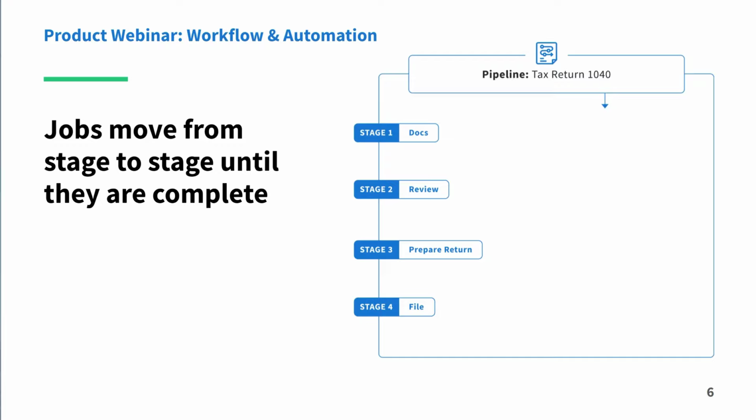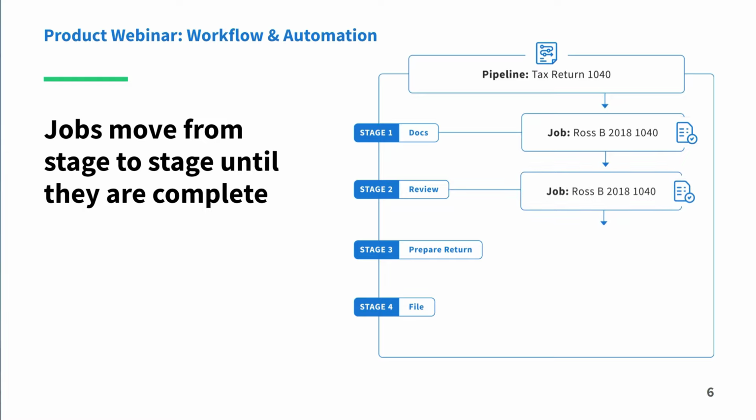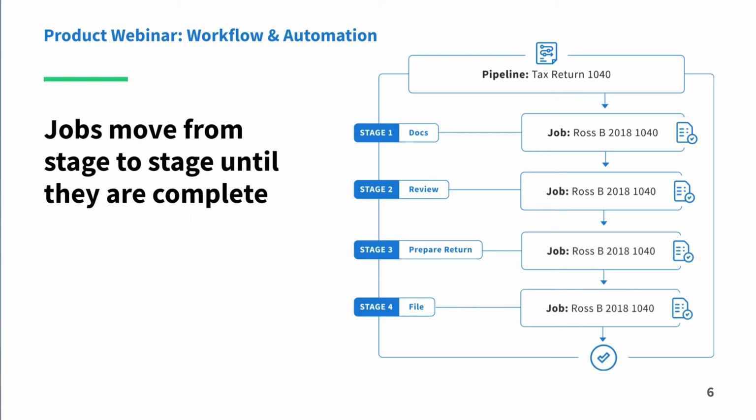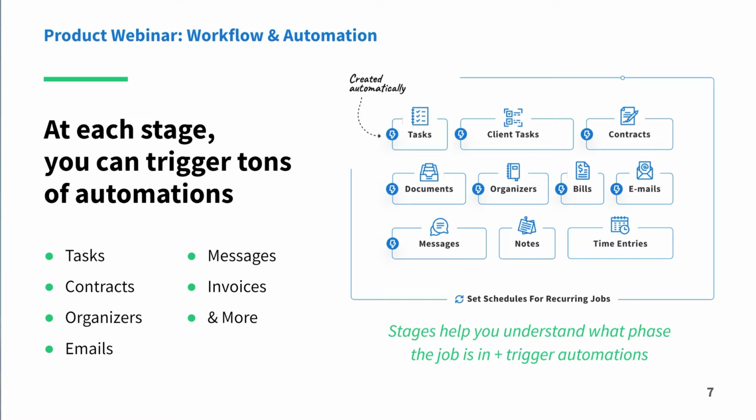So you are now hired by somebody for that job. As you see on this slide, Ross has hired you to complete that work. Then you will see that his job will move through the stages until it's complete. The thing is, each stage may have a few different things that need to be done. Now let's continue that example. You may have to create tasks, ask the client for documents, have them sign contracts, or maybe complete an organizer. There's a lot to getting those jobs moved on through the process, right?